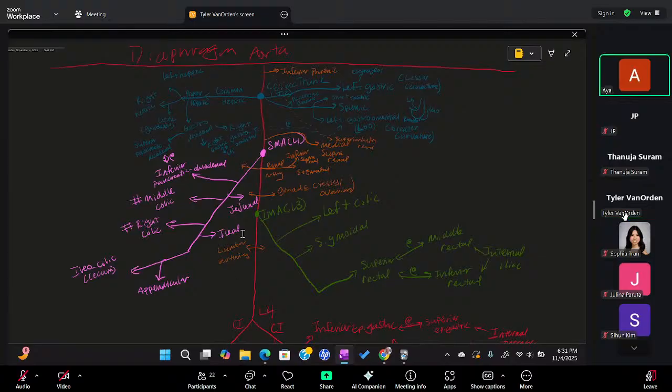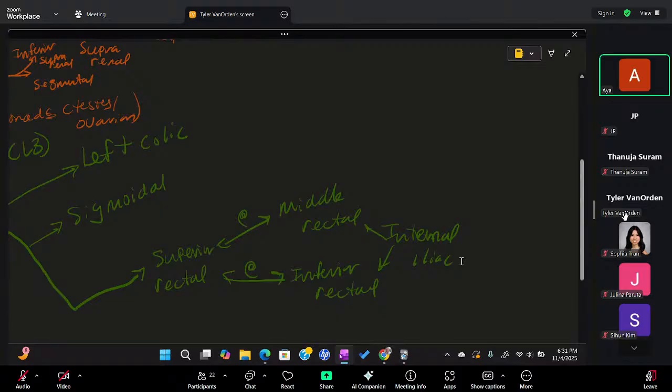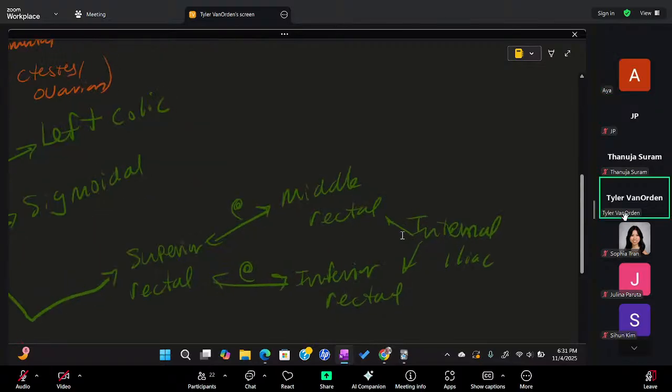Sorry, quick question. Do you mind repeating what you said about where you have the superior rectal? Do the middle rectal and the inferior rectal come off of that or the internal iliac? They come from the internal iliac. They're not branches of superior rectal.